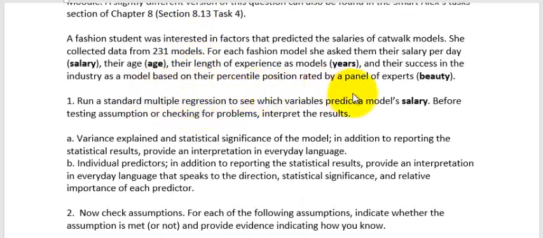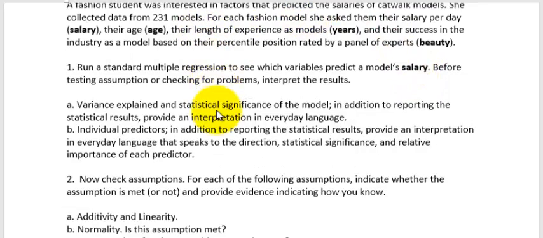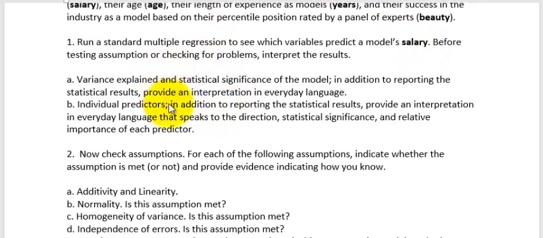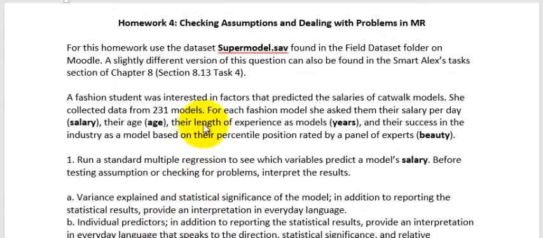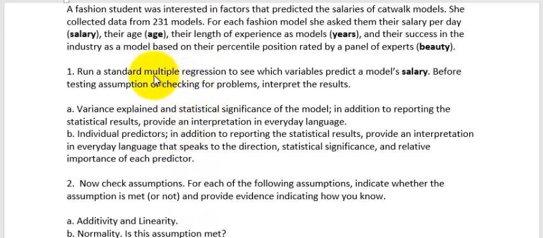Standard multiple regression. The DV is salary, everything else is an IV. Variance, predictors. Okay, I know what to do. Number one, run a standard or multiple regression to see which variables predict the model's salary. So here we go.